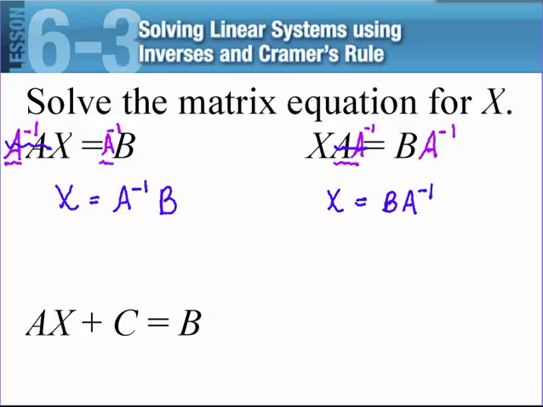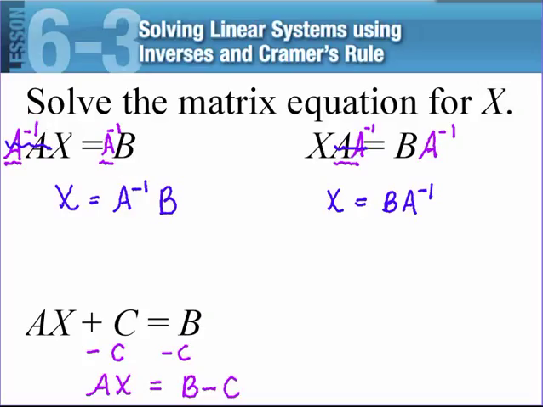Okay, the very last one, if you look at the very last one, we've got a step we need to do before we can even multiply the inverse, and that's we need to subtract C. So when you subtract C, I'm left with AX equals B minus C.